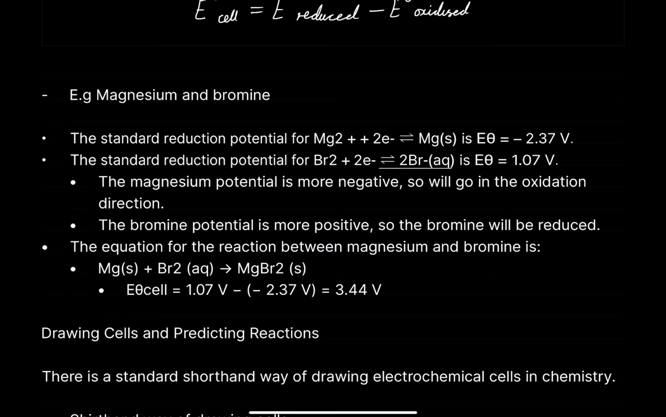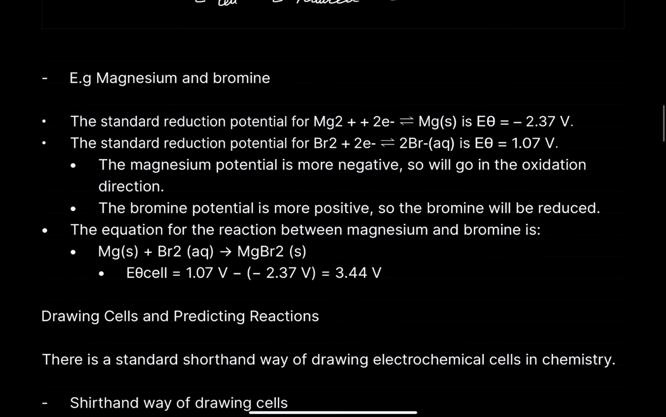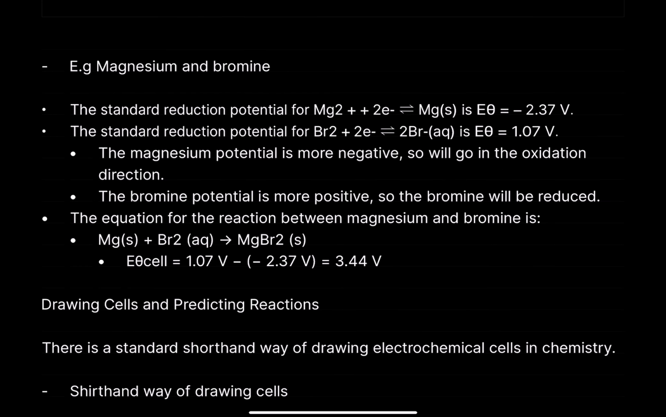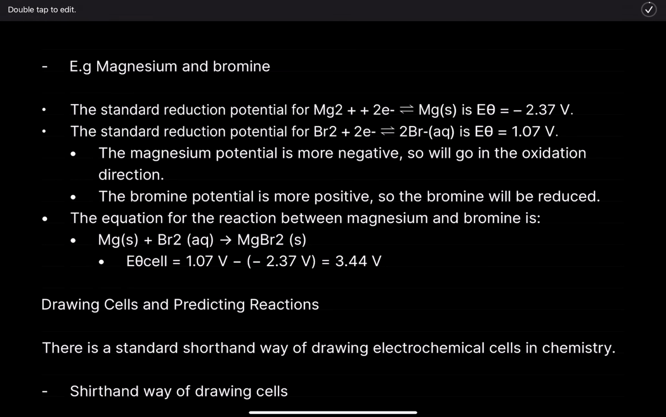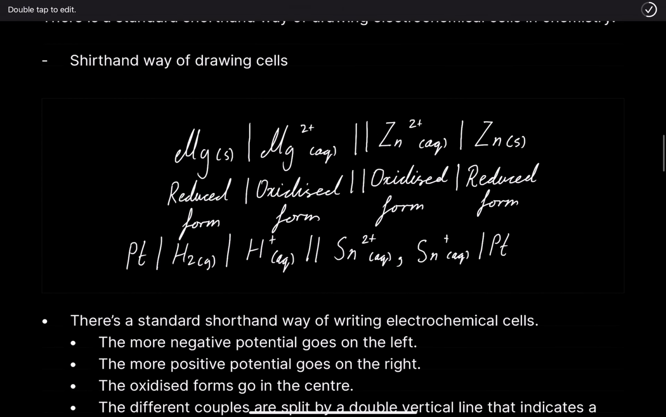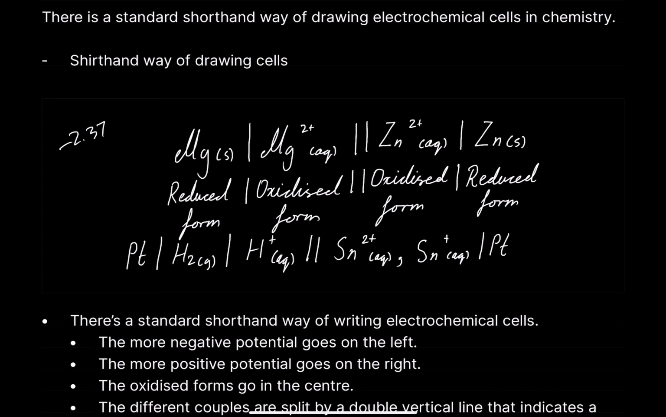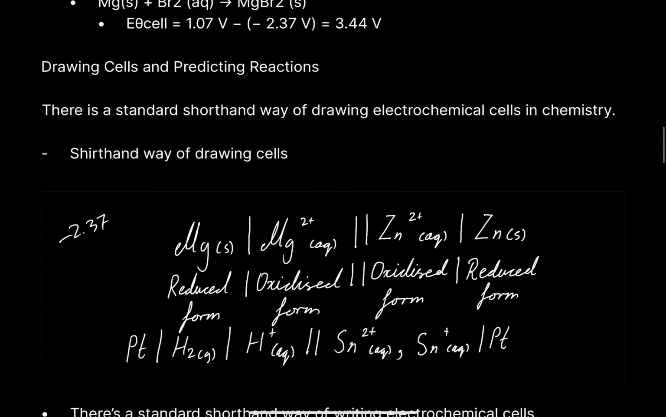then if we did that as an equation, we'd get minus 2.37 minus 1.07, right? If we follow the rule, we get minus 3.44 volts. And we know that if you have a negative overall cell potential, your reaction is not feasible.